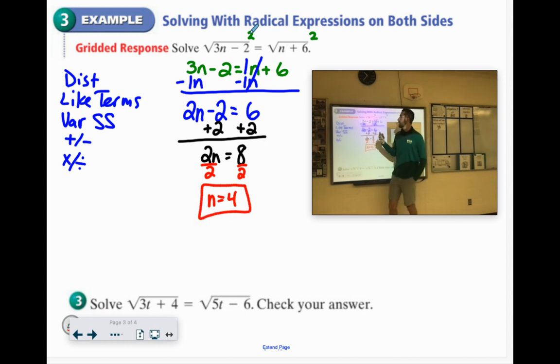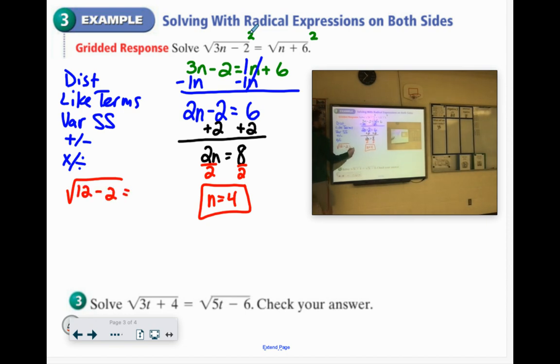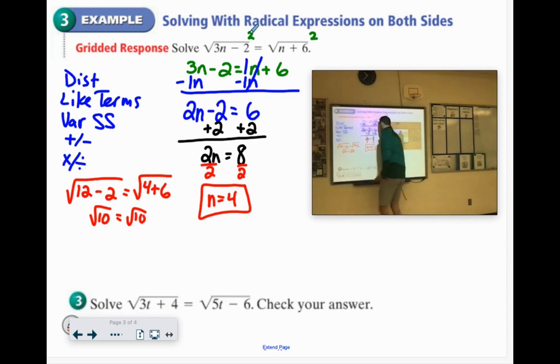If you substitute that into the original equation, the left side, 3 times 4 is 12 minus 2. Over here we have n, 4 plus 6. So it ends up with square root of 10 equals the square root of 10. And that's true, right? They're the same thing.